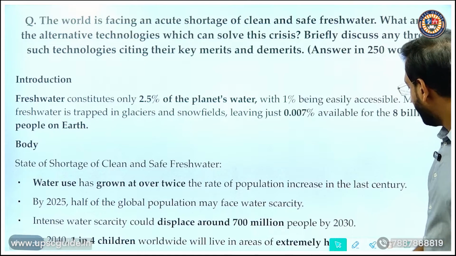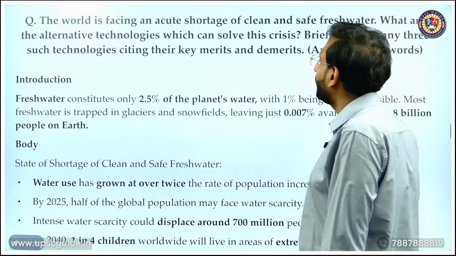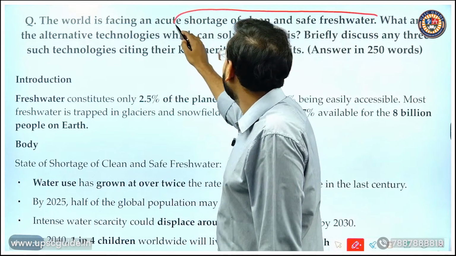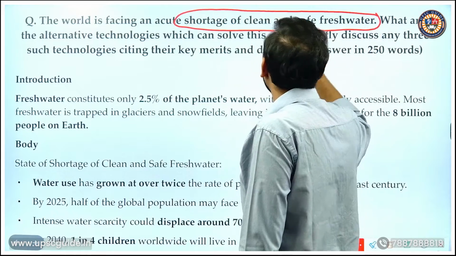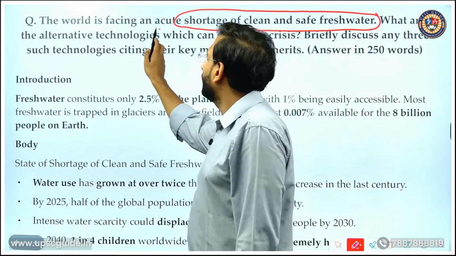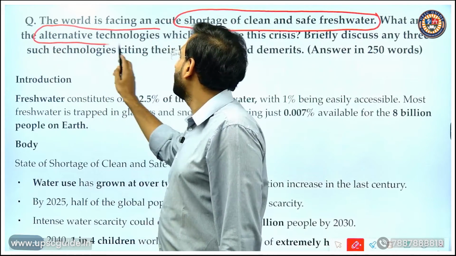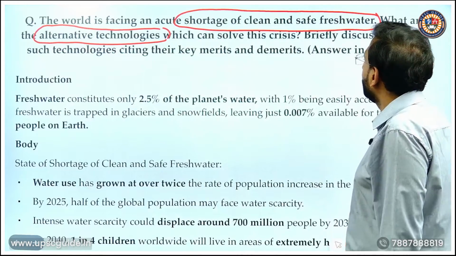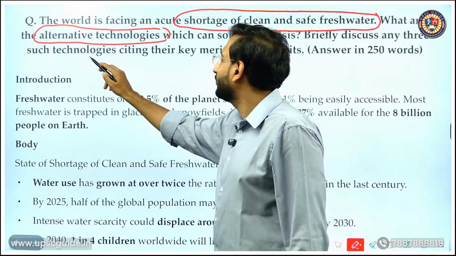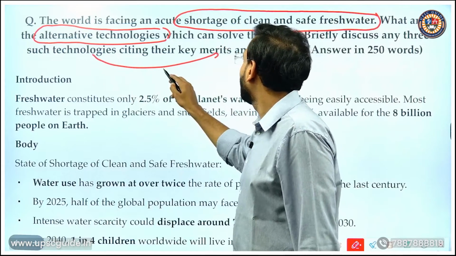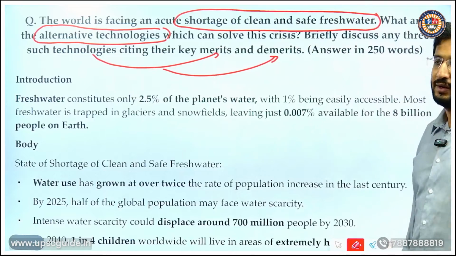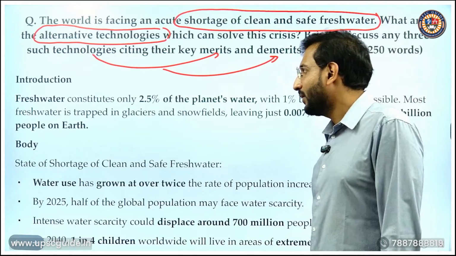So, identifying the focus points: the shortage of clean and fresh water. Also, you have to cite the alternative technologies which can solve this crisis and discuss these technologies with respect to their merits as well as demerits. So the question is divided into three parts. Now, how to start it?